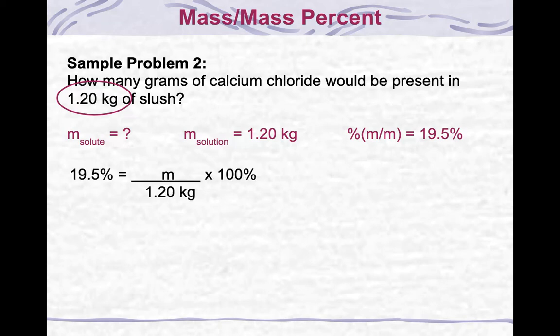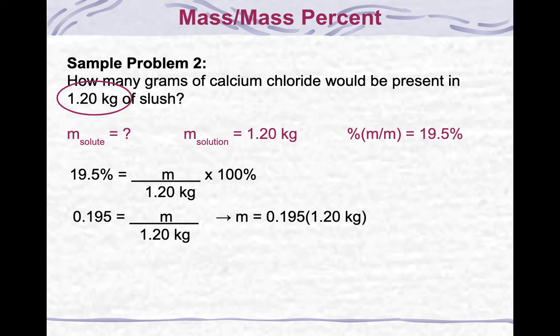So we're going to plug those numbers into our equation. So 19.5% equals m over 1.20 kilograms times 100%. So we're going to divide both sides by 100 to convert the percent to a decimal, and then we can multiply across the 1.20 kilograms. So 0.195 times 1.20 kilograms gives us an answer of 0.234 kilograms.